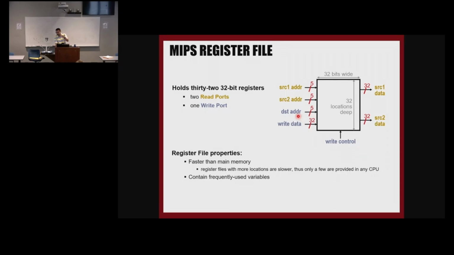Destination address needs 5 bits again, because we have 32 cells. But the write data has 32 bits, because we want to write the result of add, for example. The result of add is going to be 32 bits, so when we want to write the content to these registers, we need 32 bits, similar to a data bus. This is not a data bus, but it works as a data bus, right? 32 bits. As I mentioned, register files are designed to be fast, but they're not very area efficient.